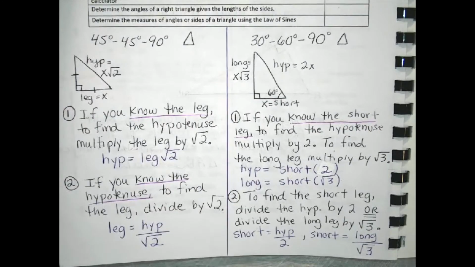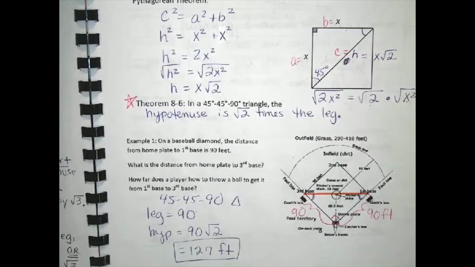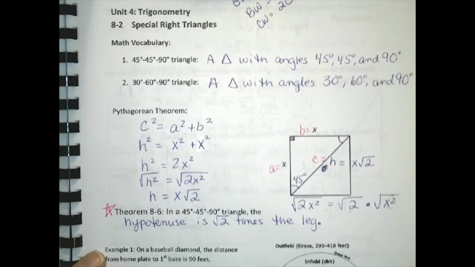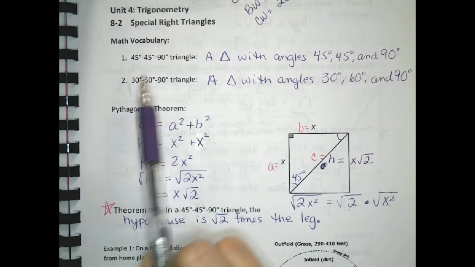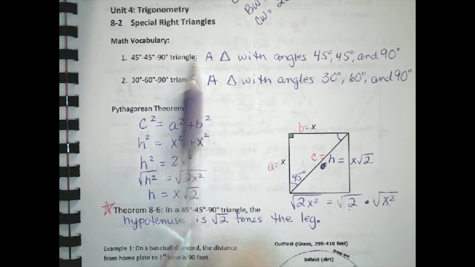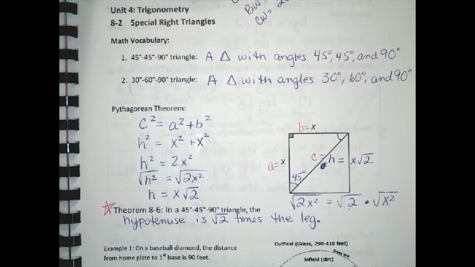As we mentioned, these two particular triangles have a special name. You will want to jot down the vocabulary here. A 45-45-90 is just as it sounds, a triangle with angles of 45, 45, and 90 degrees. And similarly, a 30-60-90 triangle is a triangle with angles of 30, 60, and 90 degrees.